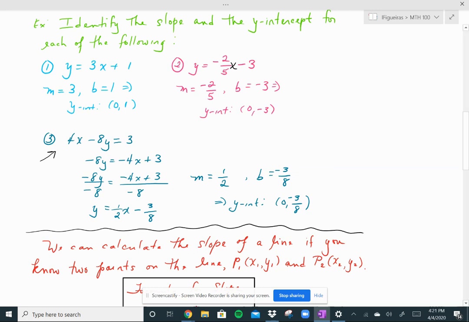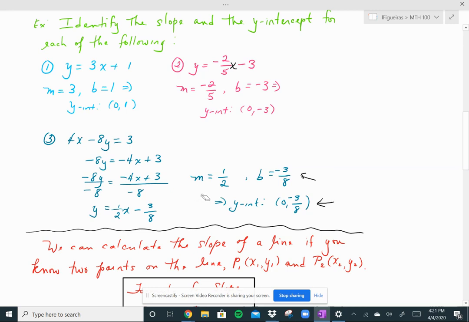First, we subtract 4x from both sides. So I have negative 8y equals negative 4x plus 3. Then divide both sides by negative 8, which you see here. And when you simplify, you get that y is equal to 1/2 x minus 3/8. So 1/2 comes from simplifying negative 4 over negative 8. The two negatives make it positive. When you reduce it, that's where the 1/2 comes from. So my m, or my slope, is 1/2. My b is negative 3/8, and therefore the y-intercept is (0, negative 3/8).